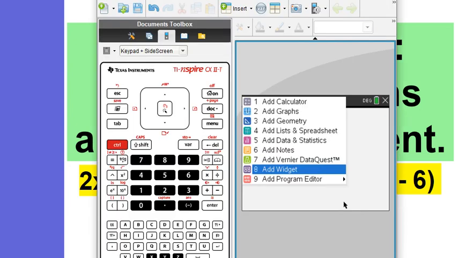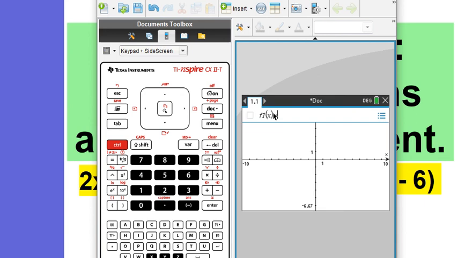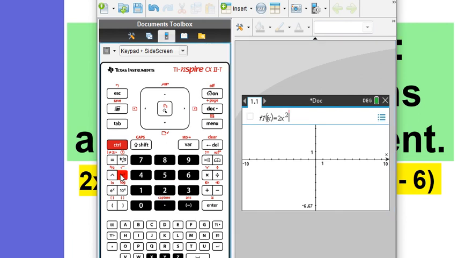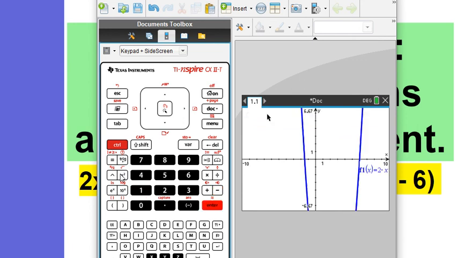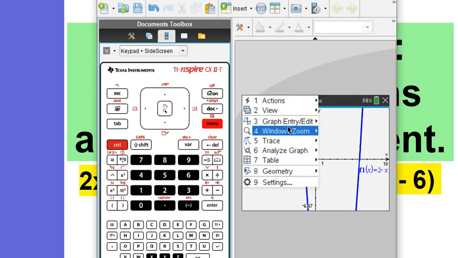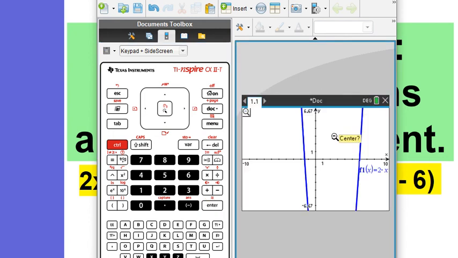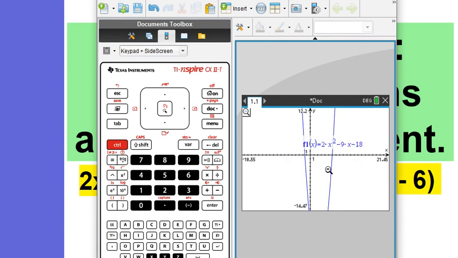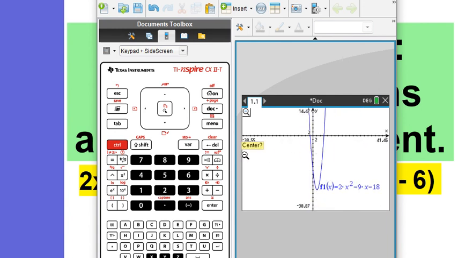So let's test what happened. Home screen, new document, say no to saving, add a graph page. So on one side, we have 2x squared minus 9x minus 18. And that doesn't look like a parabola because the vertex is way down here at the bottom. So that's where you may have to zoom out just a little so that you get a better look at what's really going on.